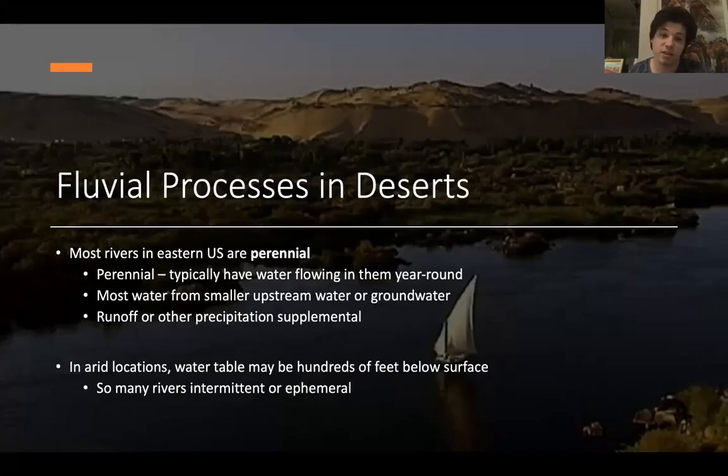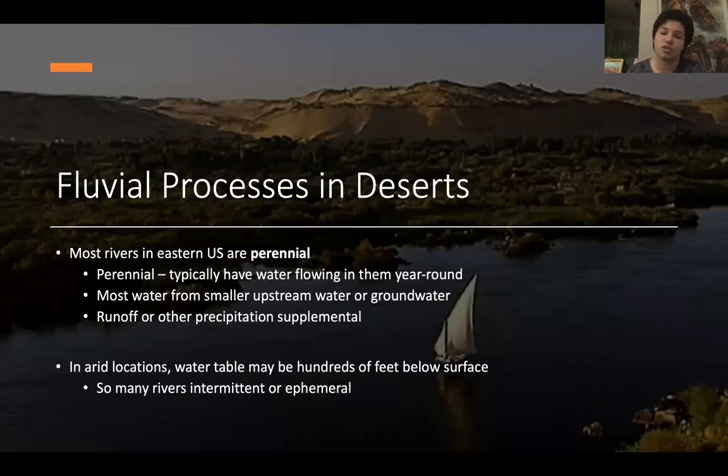Now we're going to switch gears and talk about fluvial processes in the deserts. As you all have discussed so far this semester, most rivers in the eastern United States are perennial. This means that they typically have water flowing in them year-round. And most of their water comes from smaller upstream water or groundwater. Runoff and other precipitation is generally supplemental to the water they're already receiving.